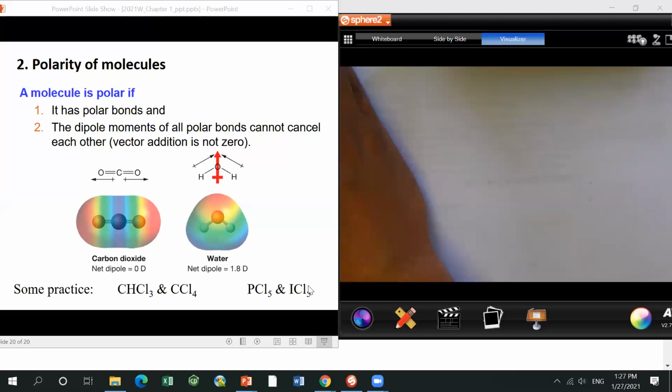Yes, that's right. The dipole moment points toward the more electronegative atoms, so they have more negative charge.